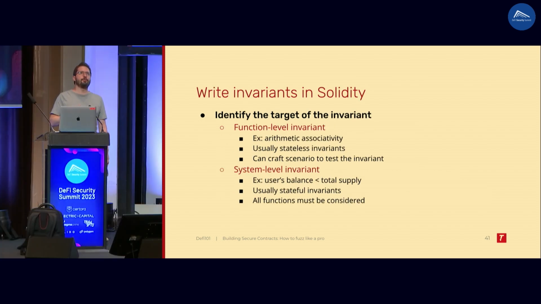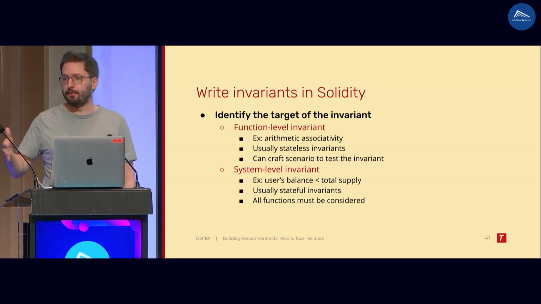There are two categories of invariant. You are going to have function-level invariants. Those are invariants related to the execution of a specific function. Most of the time, not all, but most of the time, they can be stateless invariants, so you don't manipulate the state. And those are usually the simplest to test, because you can just look at the specific function and focus on that.